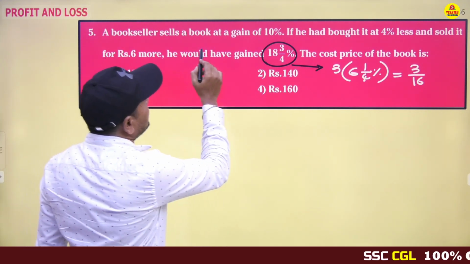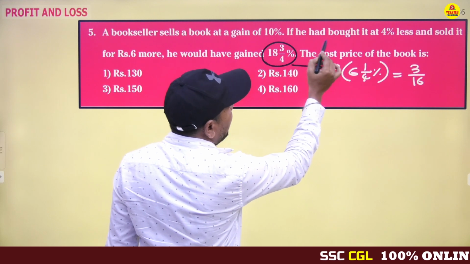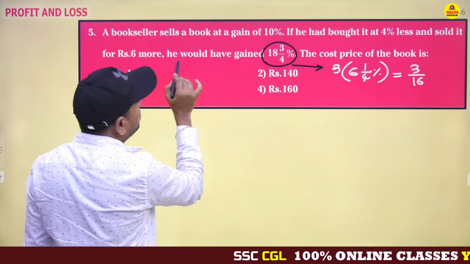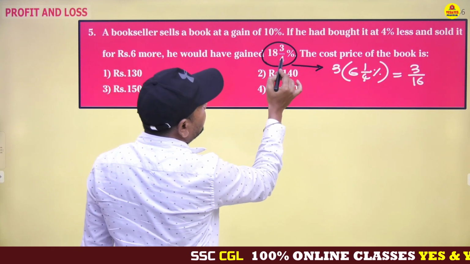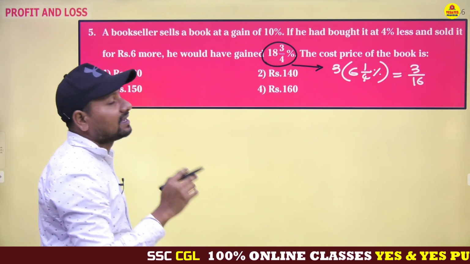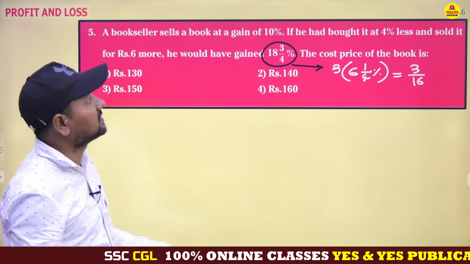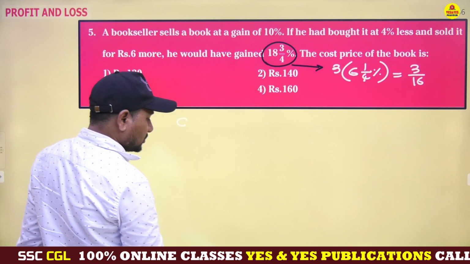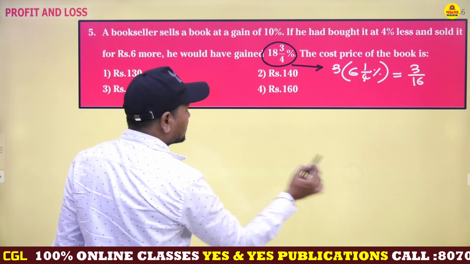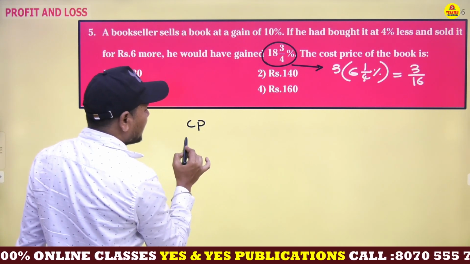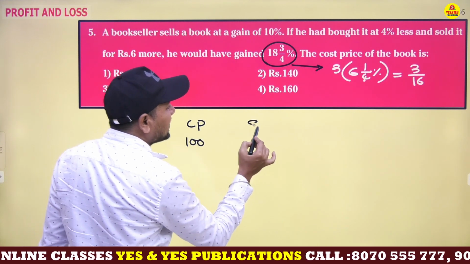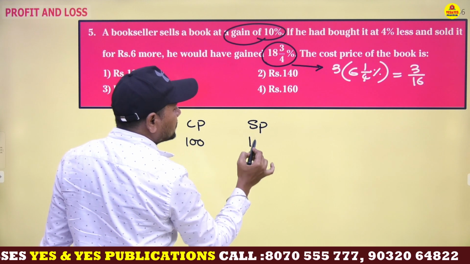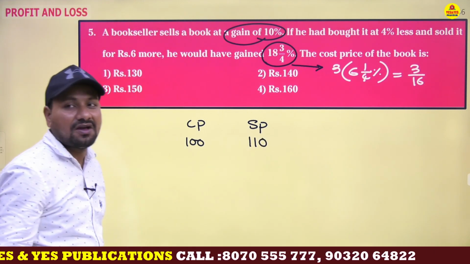A bookseller sells a book at a gain of 10%. If he had bought it 4% less and sold it for 6 rupees more, he would have gained 18 3/4%. Then the cost price of the book is what? First of all, assume that the cost price is 100 rupees. Cost price is 100 means the selling price, after the 10% gain, becomes 110.